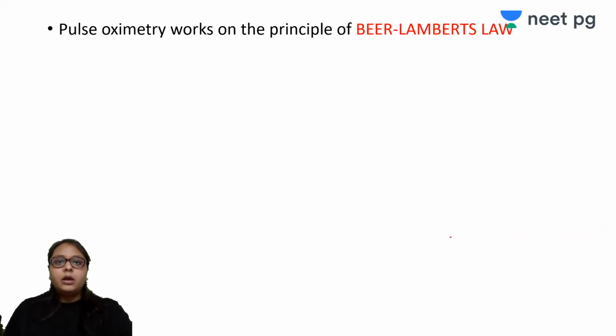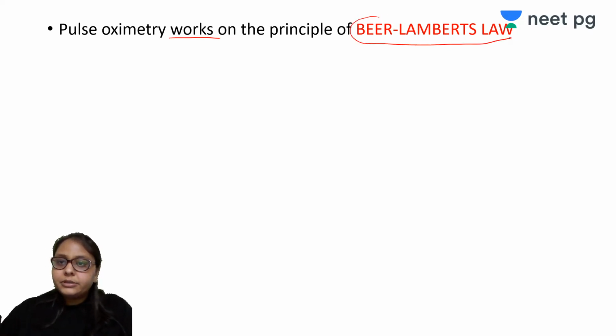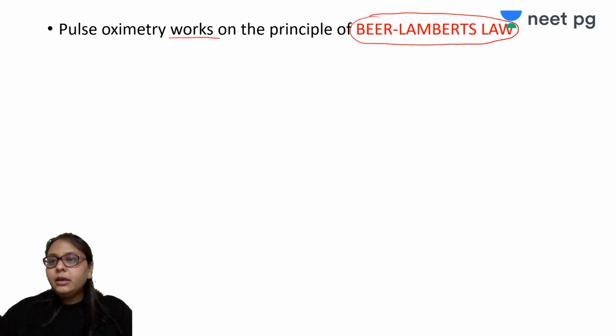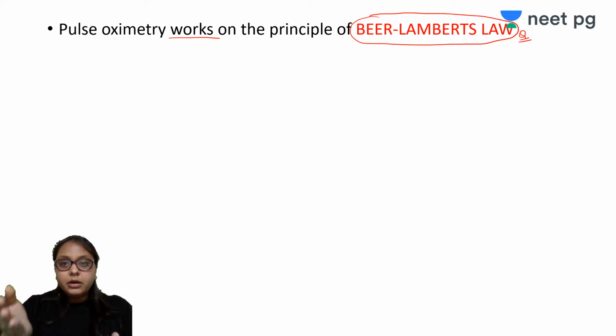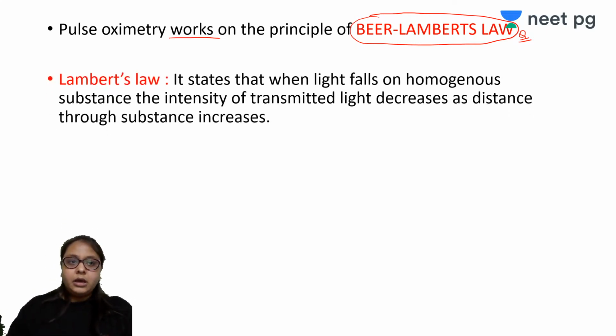Okay, now ये था, it was based on the two principles, so and it works on the principle of Beer-Lambert's law. ये भी NEET और AIIMS में बहुत बार पूछ चुके हैं कि pulse oximetry it works on the principle of Beer-Lambert's law. अब how we will remember what is Beer-Lambert's law और इसका use कैसे होता है pulse ox में, that will discuss. अब इसको कैसे याद रखेंगे?